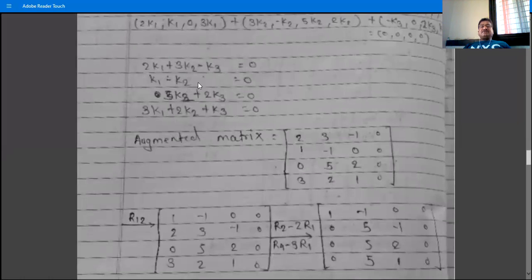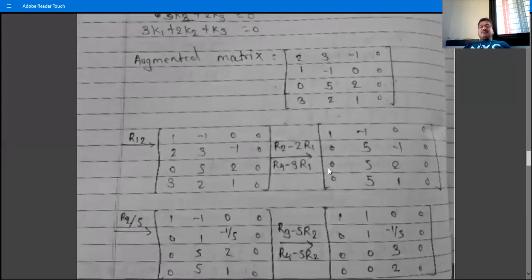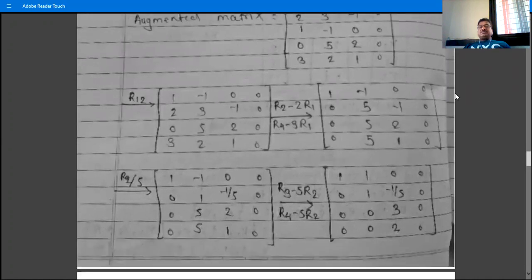So now we have to solve this system. Form the augmented matrix: 2, 3, minus 1, 0; 1, minus 1, 0, 0; 0, 5, 2, 0; 3, 2, 1, 0. In order to reduce this matrix to echelon form, we have to reduce this 2 to a 1, so interchange the first and second rows. We have this matrix. Then we have to reduce this 2 and 3 to 0, so R2 minus 2 R1 and, for the 3 in the fourth row, R4 minus 3 R1. First row as it is, second row this, third row this, fourth row this.